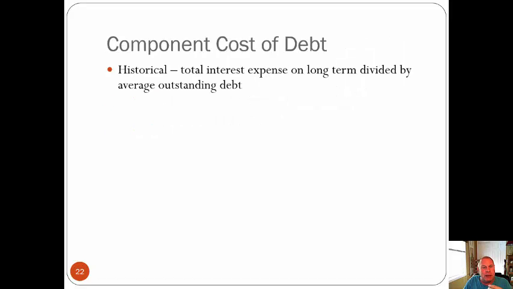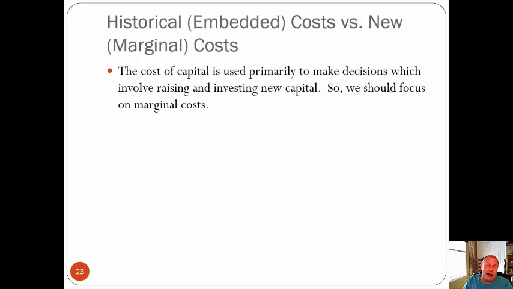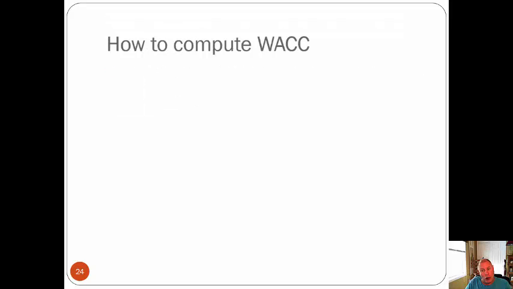Now, when we look at it, to determine the cost of debt, we can look at it from a historical perspective. What's the total interest expense on long-term debt divided by the average outstanding? So we can do it from a historical perspective. But at the same time, we can do it prospectively, meaning that we take into account the new debt and the old debt to come up with a weighted cost, or use these prospective costs. And that comes back to how we can use the cost of capital. We use this to make decisions which involve raising or investing new capital. So we always focus on marginal costs.